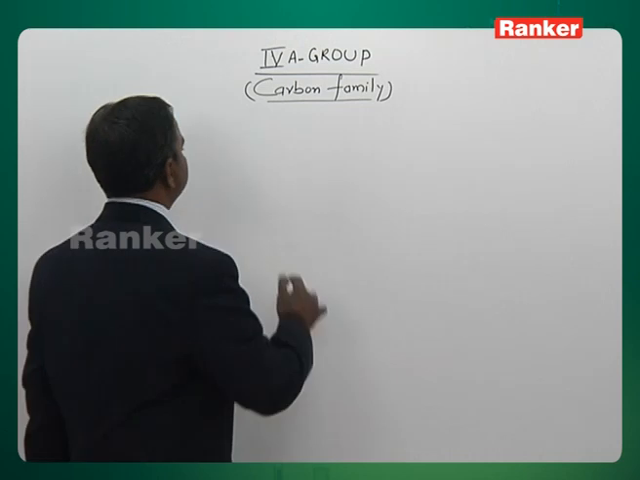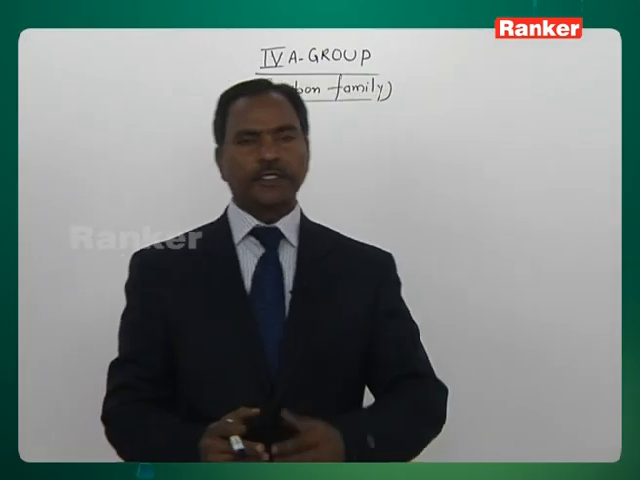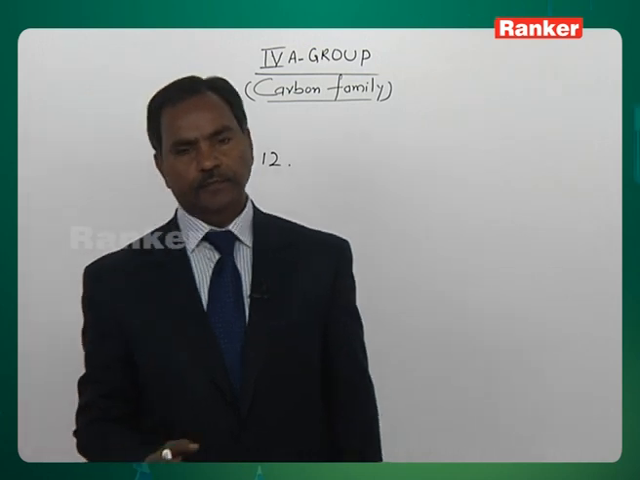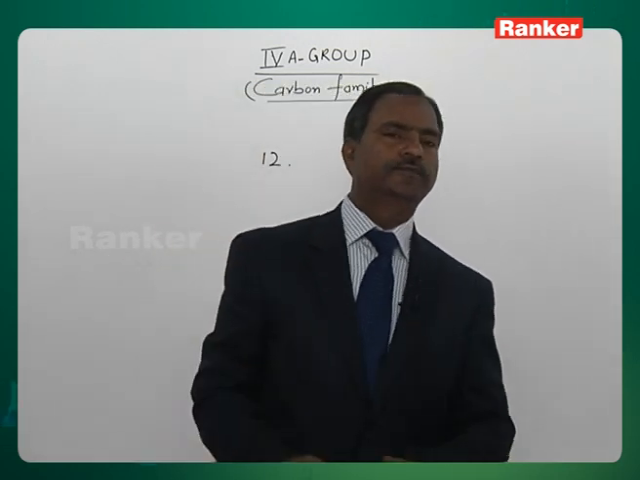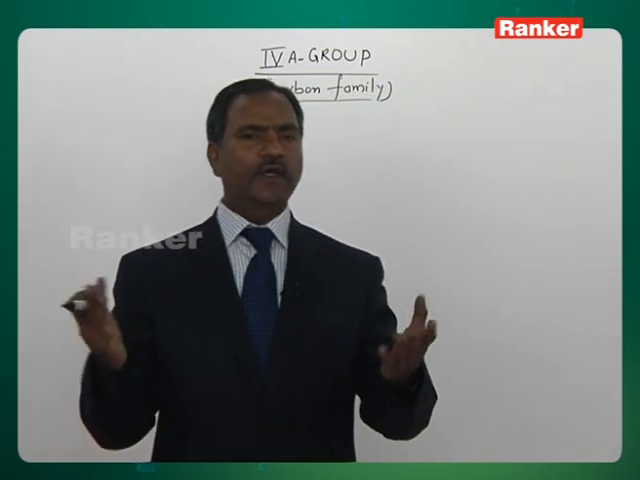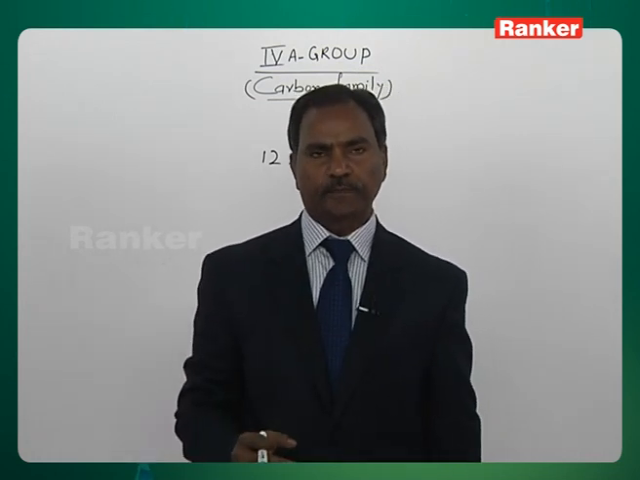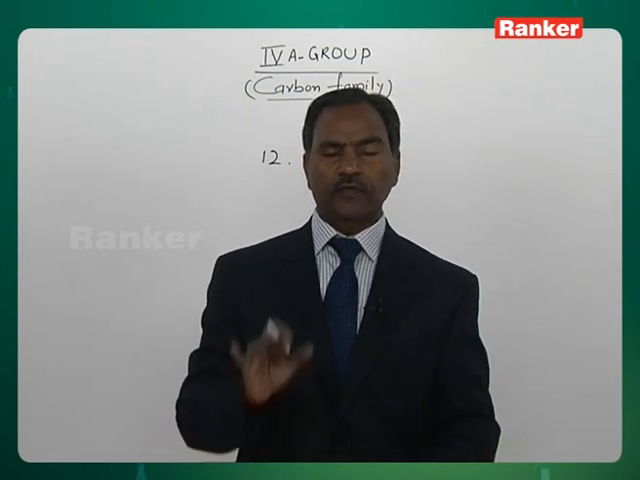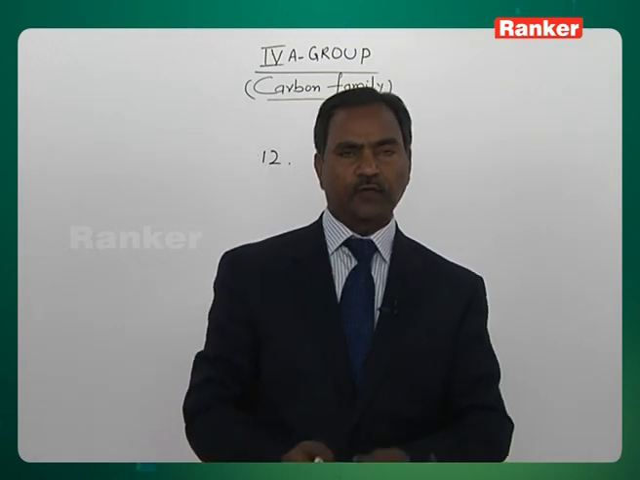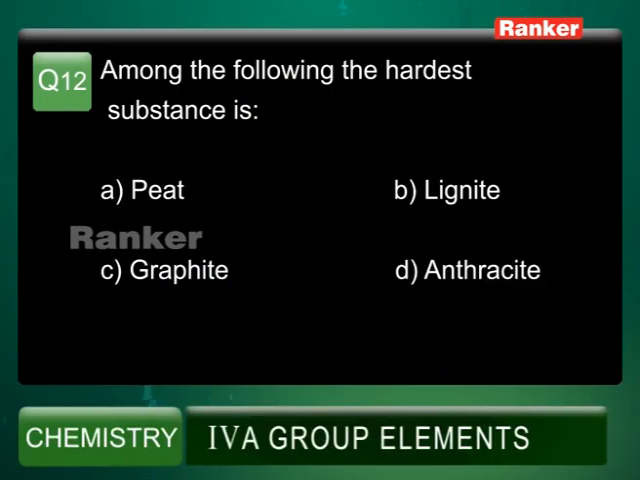Question number 12. Among the following, the hardest substance is: peat, lignite, graphite, anthracite. Peat, lignite and anthracite are actually forms of coal. But graphite is actually a soft substance, leave it aside. Among these different forms of coal, anthracite is a harder substance. Therefore, the hardest among these is anthracite coal. Therefore, question number 12, answer is D.